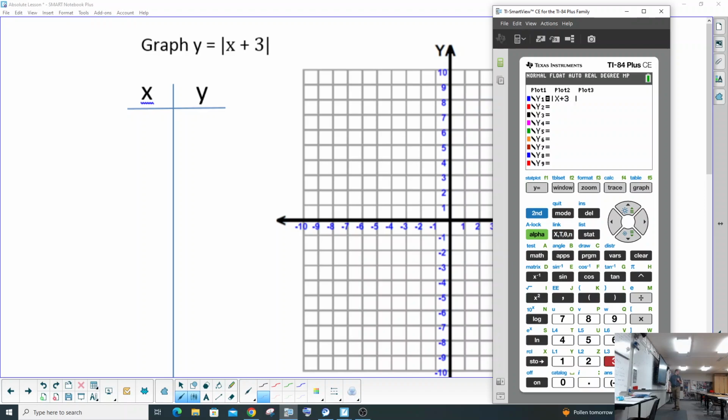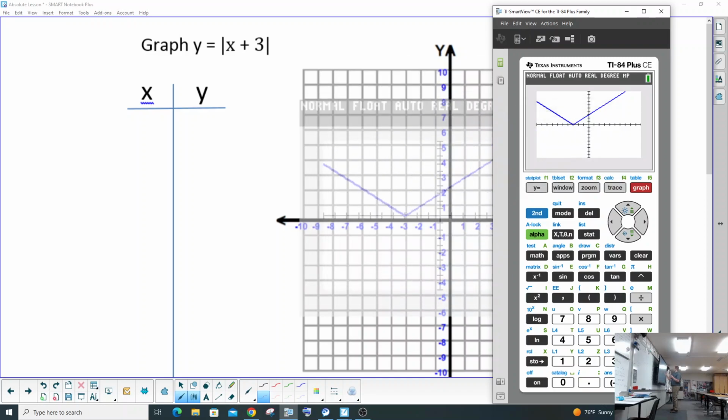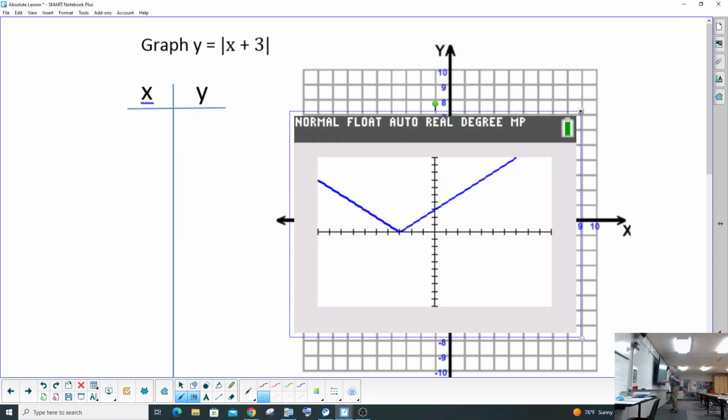So what do you guys think? Is it going to shift to the left, or shift to the right, because it's plus 3? Well, plus 3 outside of the absolute value would mean up 3. But this is inside the absolute value, and since it's inside, we're going to shift. Wait for it. Not right 3. It's opposite what you think. It's left 3. Boom. There it is, left 3.